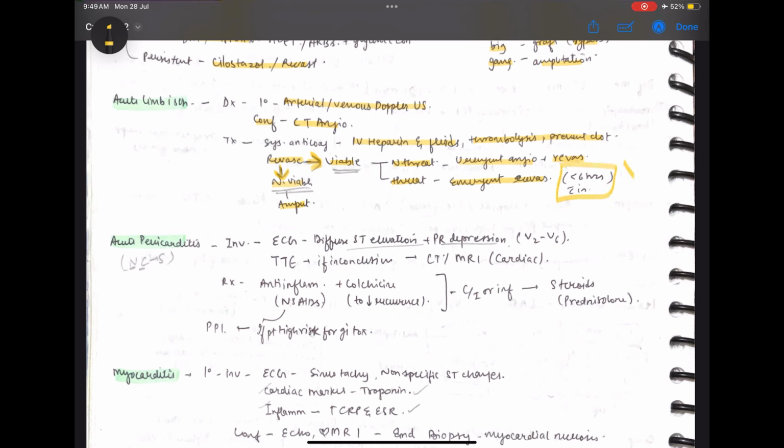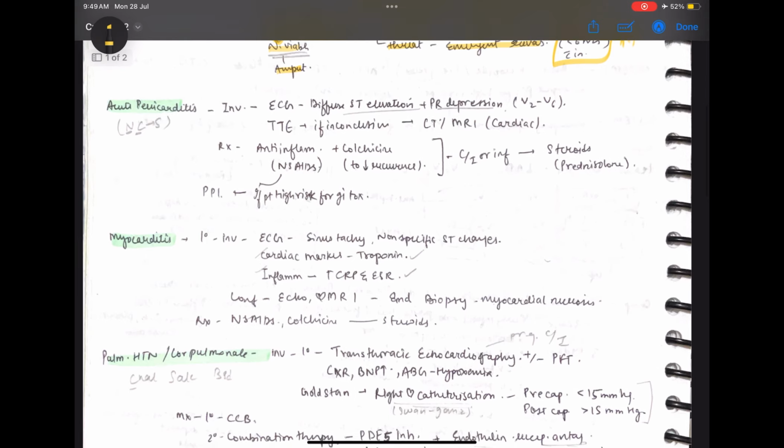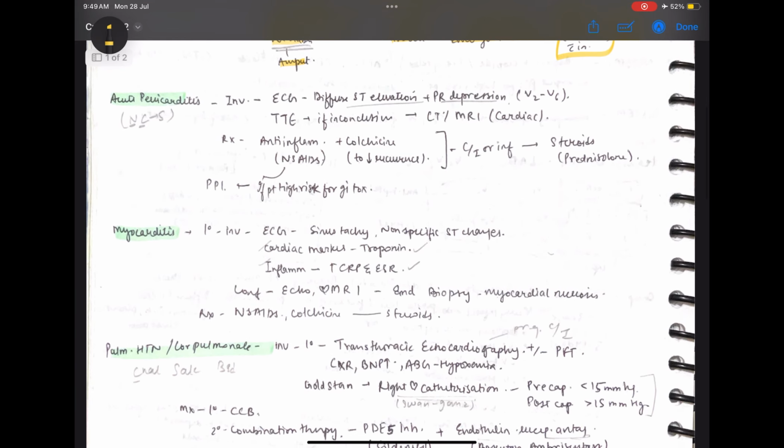Next topic is acute pericarditis. It is the inflammation of pericardium, and AMC asks about it for sure. There is a clinical triad. First is sharp pleuritic chest pain, and the person gets relieved when he is sitting forward. The second is pericardial frictional rub, and the third one is diffuse ST elevation with PR depression.